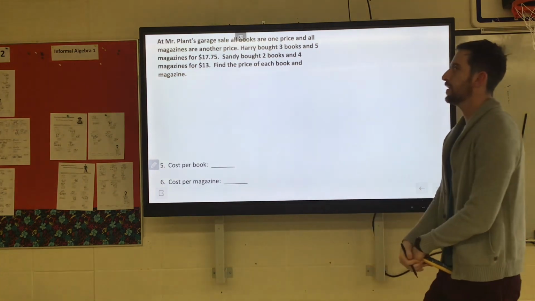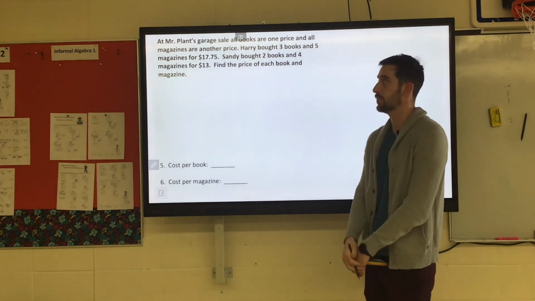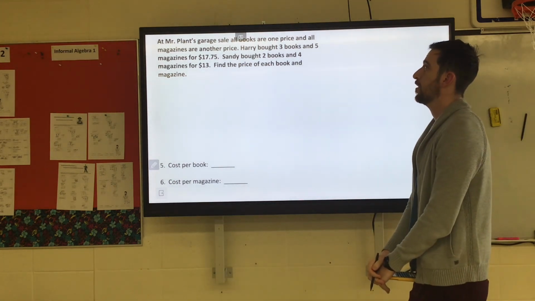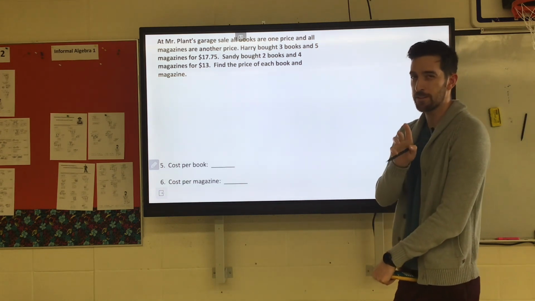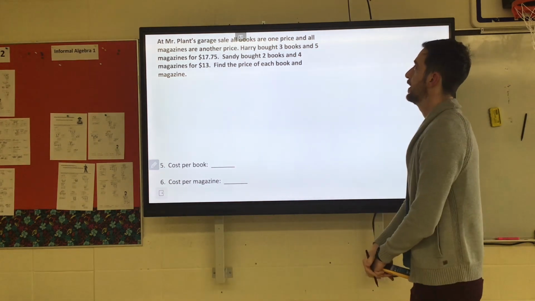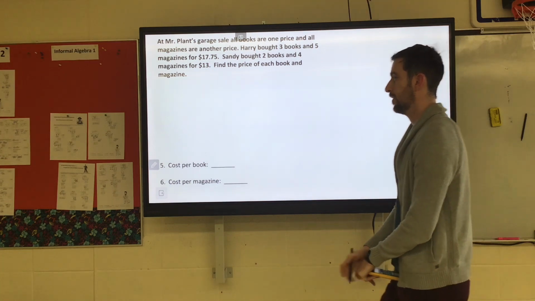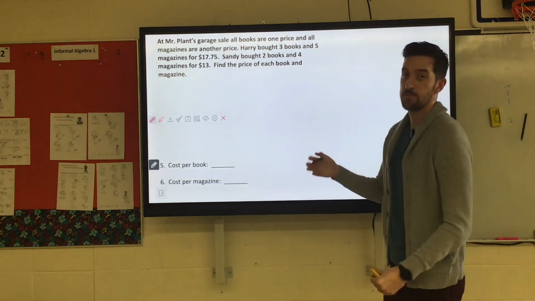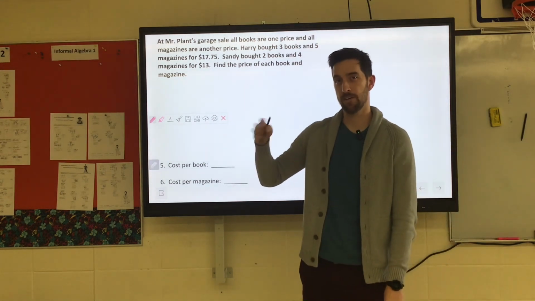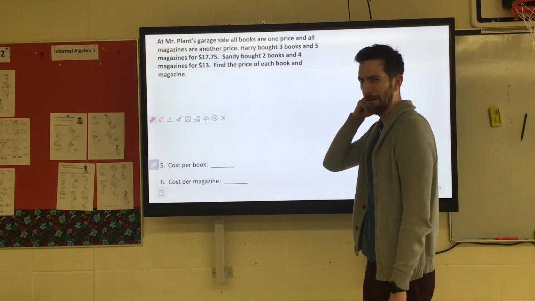And then this one, I think you guys would like the best, which is odd because to me these are the toughest ones. At Mr. Plant's garage sale, all books are one price and all magazines are another price. So we're dealing with books and magazines. We'll use the letters B and M. Harry bought 3 books and 5 magazines for $17.75. Oh, we did do a problem like this earlier. So again, we're going to do total values here.